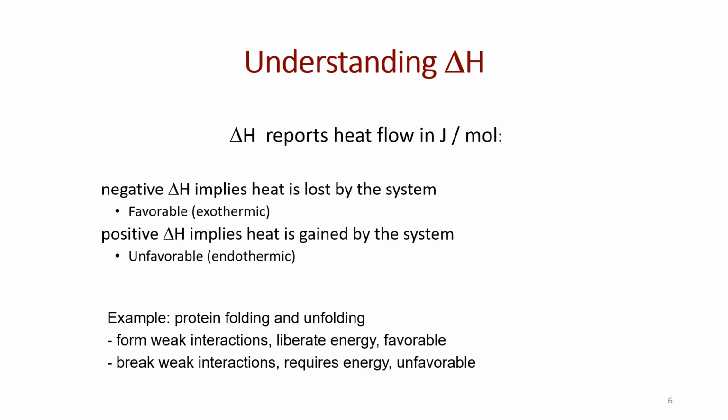Now, delta H is going to report heat flow, and so if we have a negative delta H, that implies that heat is lost by the system, and that's going to be favorable. Or a positive delta H implies that heat has been gained by the system. So if you think about it, you have a cup of coffee and it's really hot and you set it on the desk. What's going to happen? The hot coffee is going to cool. It's going to lose heat to its environment. It will spontaneously cool down, and that's the spontaneous or the favorable process.